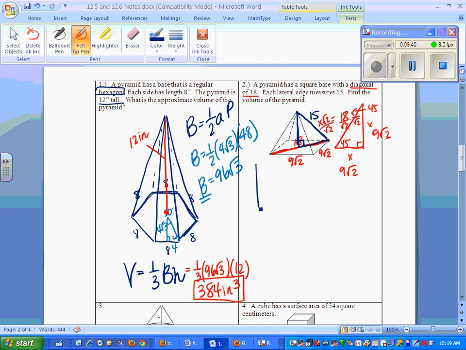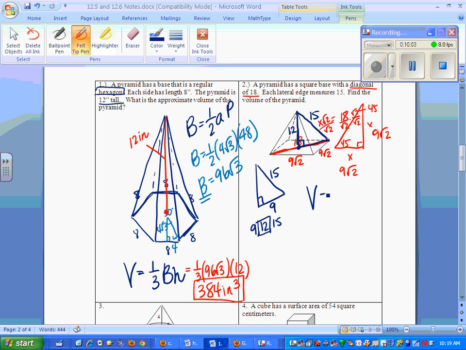And that's going to be, I know this is 15. Remember, it's a square. Diagonals are bisected in a square, so the bottom is 9. So we have a 9, 12, 15 triangle. Okay, which is a 3, 4, 5 triangle. So now I know my height is 12.